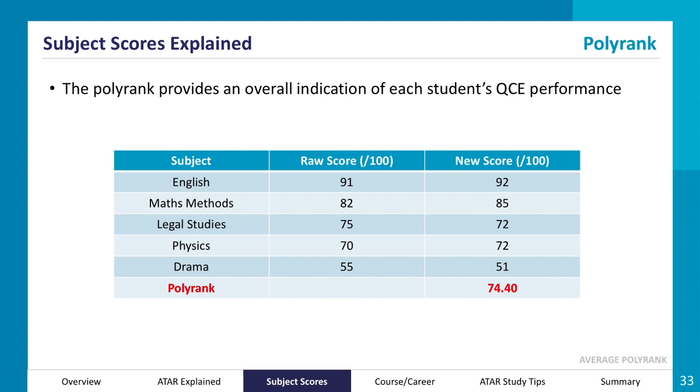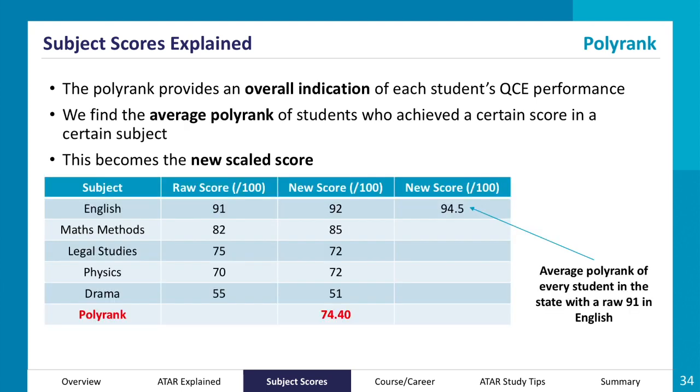How is it used? Well, what we do is we find for every single score, for every single subject, the average Polyrank of students who achieve that score. So if we go back to the 91 raw in English, we find across the entire state everybody who achieved a 91 raw in English, and we find their average Polyrank. So put them all together, divide by the number of students, and in this case, again, totally made up numbers, the average Polyrank might be, say, 94.5.